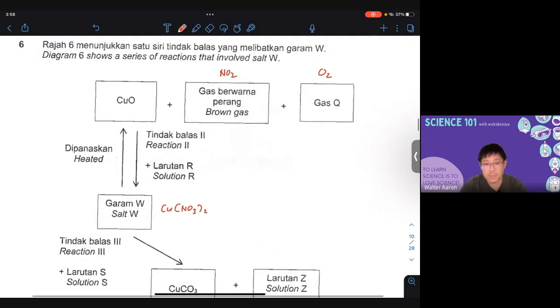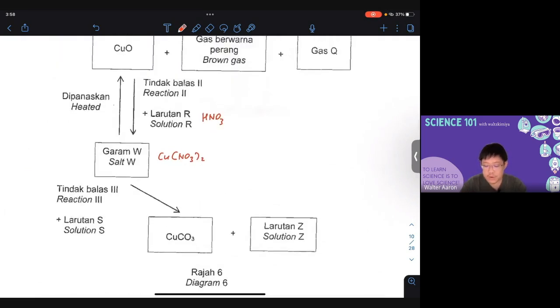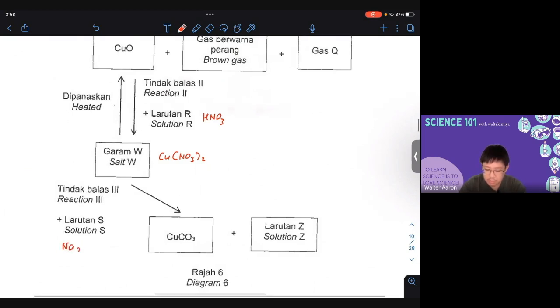Okay, and to get copper 2 nitrate from copper oxide, it is technically nitric acid. Now copper 2 nitrate reacts with solution S, will give you copper carbonate. So I think you can choose anything between sodium carbonate because it's soluble, or potassium carbonate also can. All right, so up to you.